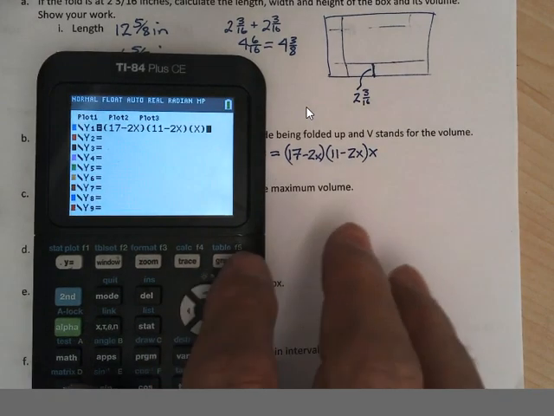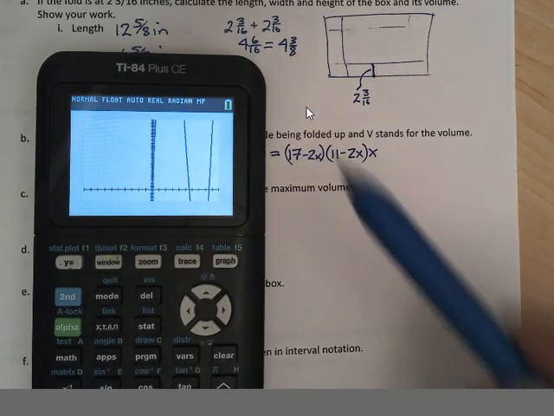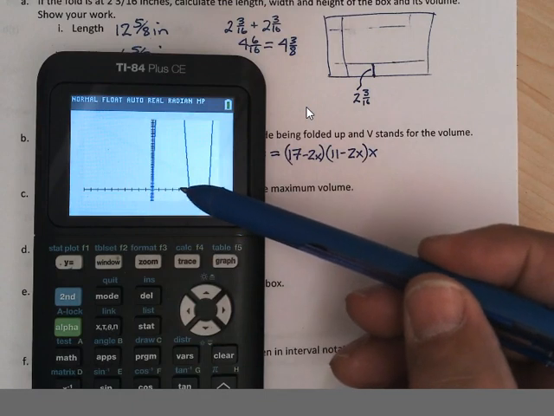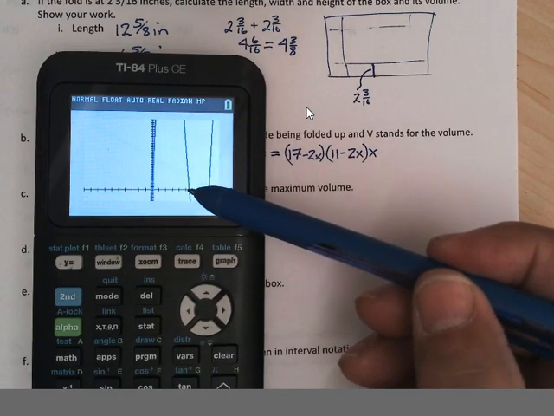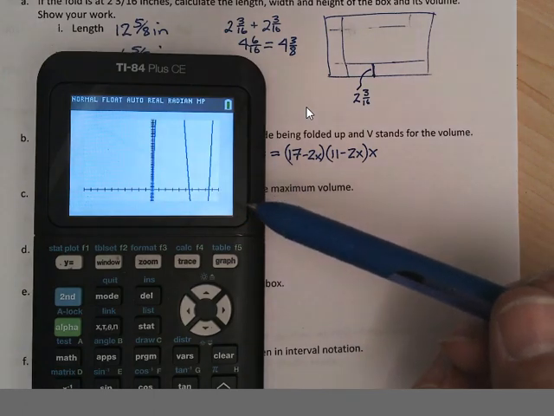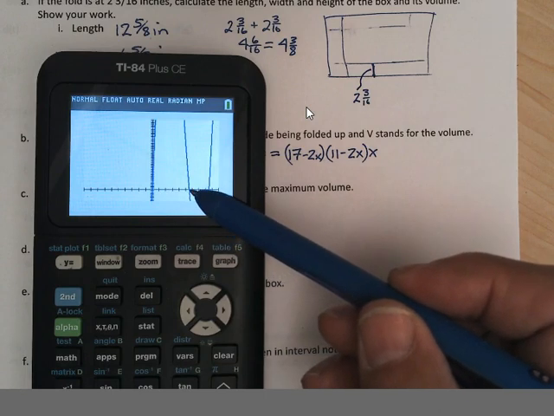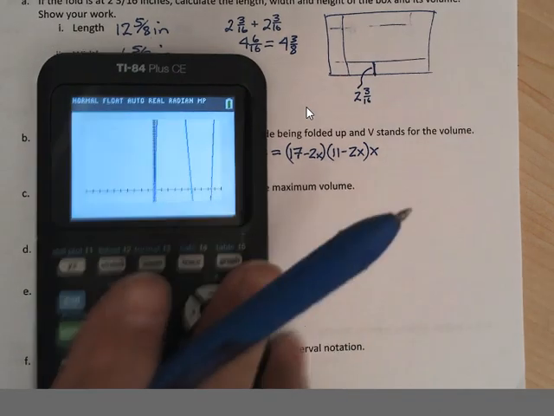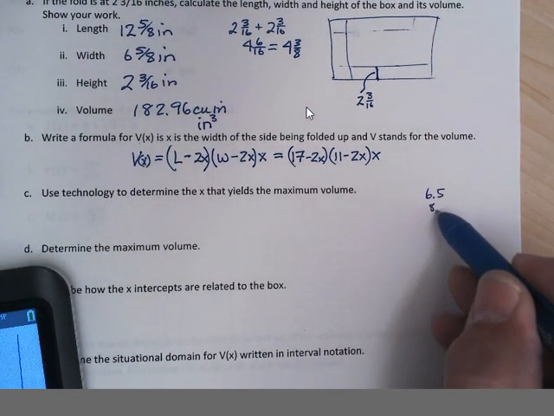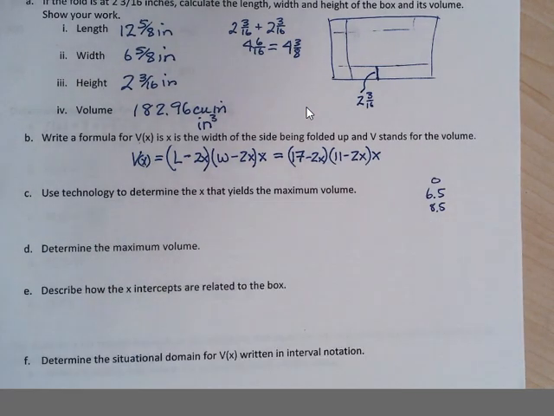And if I push graph, it goes off the screen. It crosses at 0 in the x, at 1, 2, 3, 4, 5.5, 6, 7, 8.5. 6.5 and 8.5. And at 0. Those are the intercepts. I'm just remembering that. Now I got to find the maximum volume.